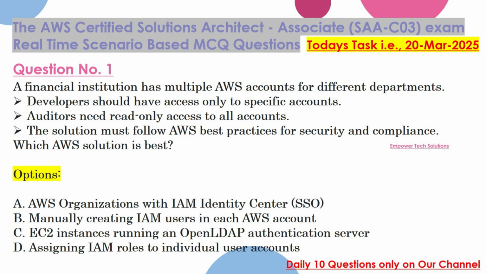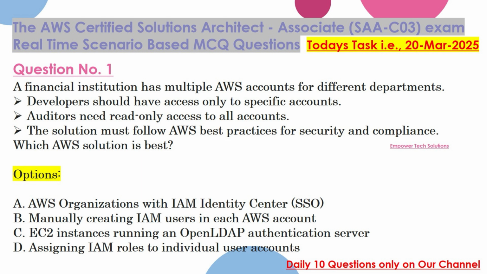Question 1. A financial institution has multiple AWS accounts for different departments. Developers should have access only to specific accounts. Auditors need read-only access to all accounts. The solution must follow AWS best practices for security and compliance. Which AWS solution is best?